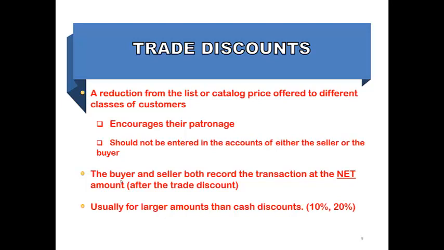These trade discounts are not entered in the accounts anywhere. The cash discounts that we looked at in the previous slide, those are entered into the purchase discounts account. But the trade discounts are not entered on the books. They're just netted out of the list price, and that would be the purchase price that's entered on the books. And the difference between a cash discount and a trade discount is that cash discounts are usually really small. They can be 1%, 2%, 3%, whereas trade discounts are usually a little bit bigger, like 10% or 20%.